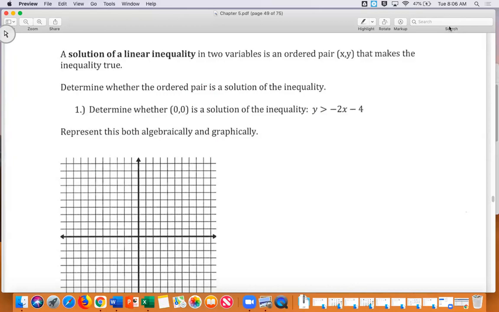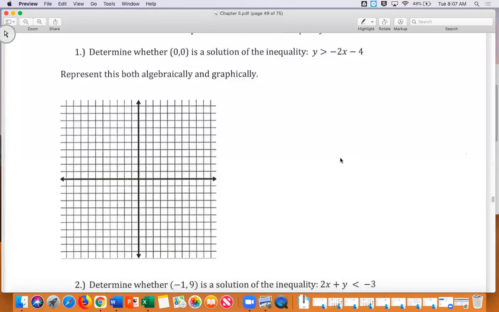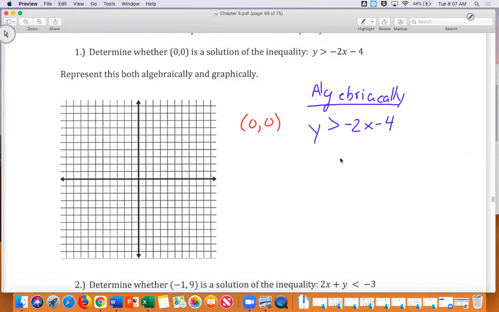It says determine whether 0, 0 is a solution of the inequality. Now there's two ways to do this. First way, we could do it algebraically. Here's what it looks like algebraically. We have y is greater than negative 2x minus 4, and we have our test point of 0, 0. So algebraically, we label our point and we're just going to plug it in. I'm asking, is 0 greater than negative 2 times 0 minus 4?